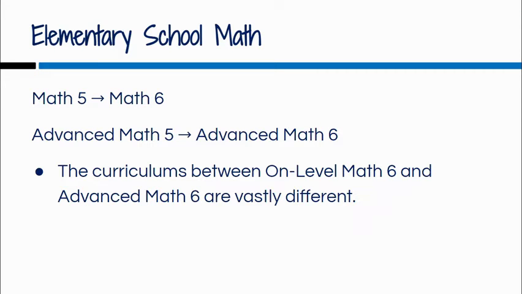When looking at elementary school math, the typical progression is from Math 5 to Math 6. Students who are currently taking Advanced Math 5 would progress on to Advanced Math 6. The curriculum between on-level Math 6 and Advanced Math 6 are vastly different. This is important to point out that just because it might say Advanced Academics, math looks different than any other core content area, where they might be taking the same SOL at the end of the year. Please note that if a student is actually taking Advanced Math 6, they would be taking Math 7 curriculum.